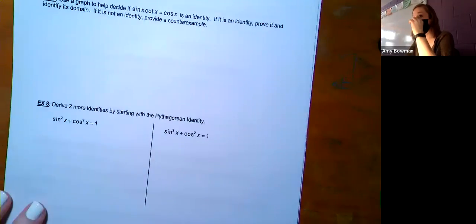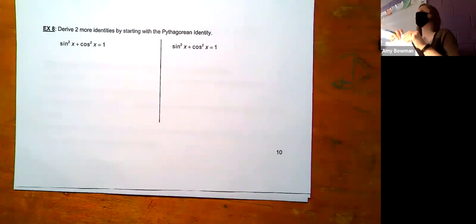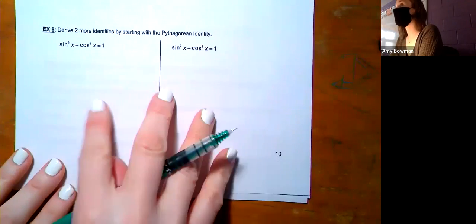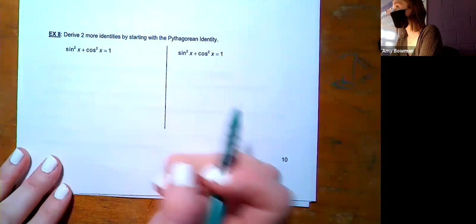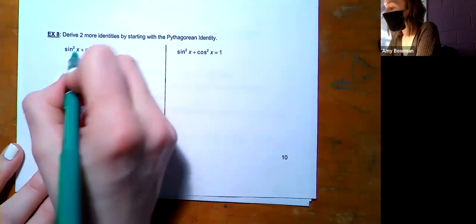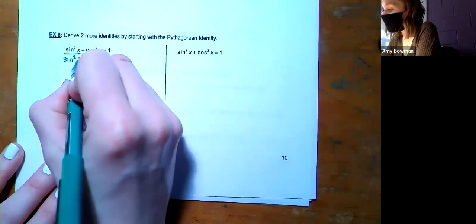We're gonna derive 2 more Pythagorean identities from our original Pythagorean identity. And these are gonna be more tools that you can use. And on your homework, the first problem is like state the 3 Pythagorean identities. This is where the other 2 are coming from. The first one is exactly what you see, sine squared of x plus cosine squared of x equals 1. We're gonna derive another identity by dividing every single thing in here by sine squared of x.